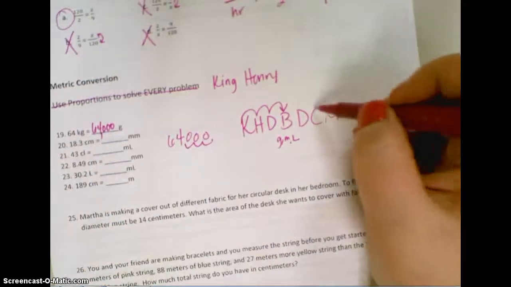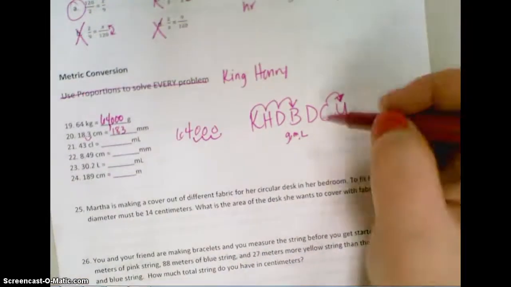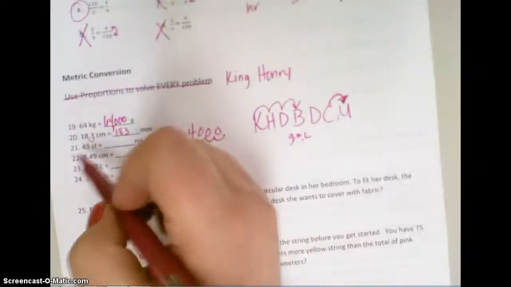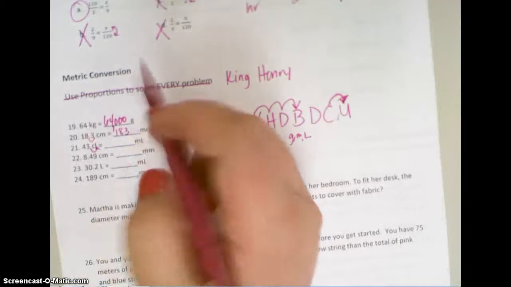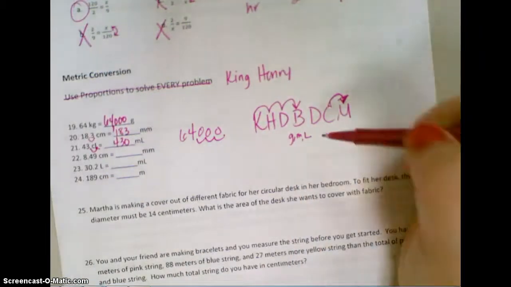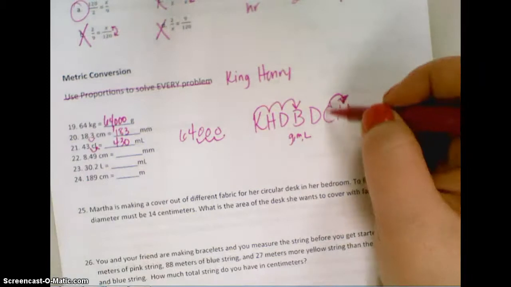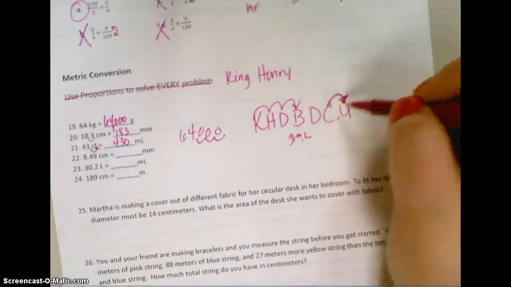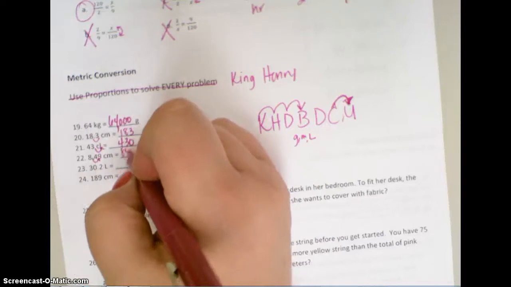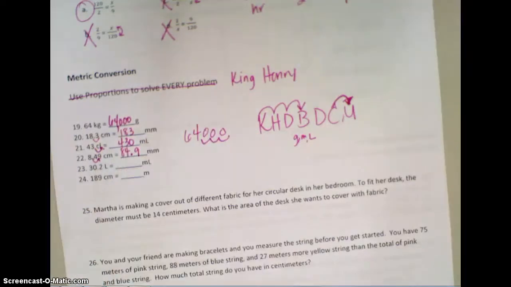To go from centimeters to millimeters, that's multiplying by 10, so I'm going to go 1 to the right, 183 millimeters. To go from centiliters to milliliters, again, same thing, multiplying by 10, 43, I'm going to move it one place to the right, which would be 430 milliliters. 8 and 4/10 centimeters to millimeters, kind of the same thing again. I'm going to multiply by 10, one spot to the right for your decimal. So this is now going to be 84 millimeters.